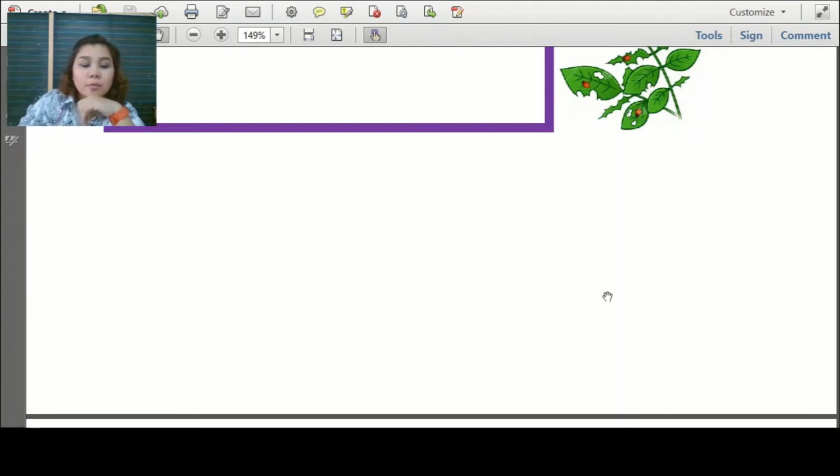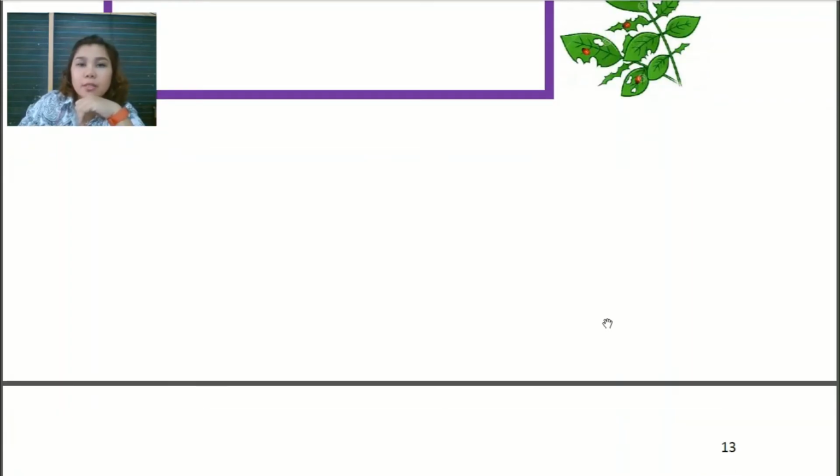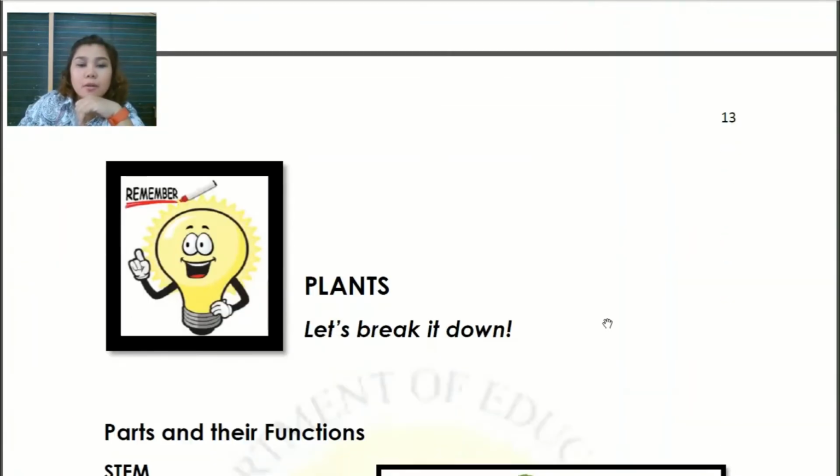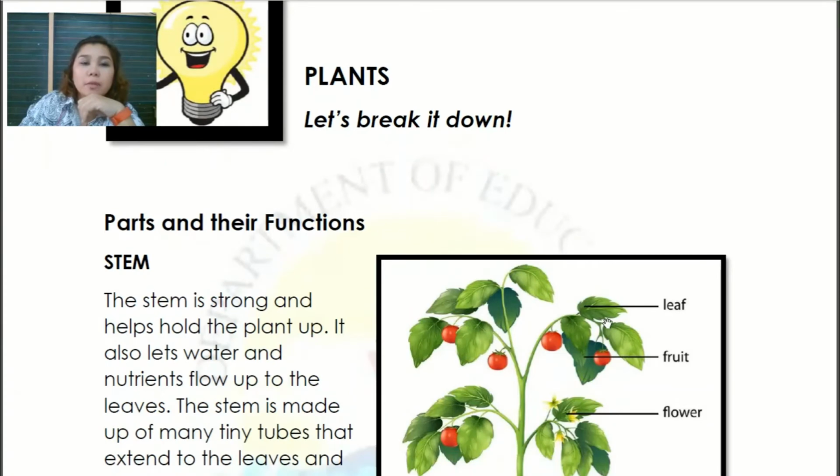Let's go back to the module. Excuse the extra sound. Medyo may maingay sa background because of the printing. Okay, so on the module itself, may input, so notes about the parts of the plants and the functions.